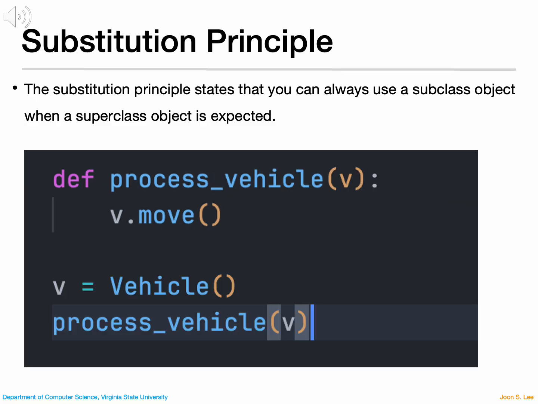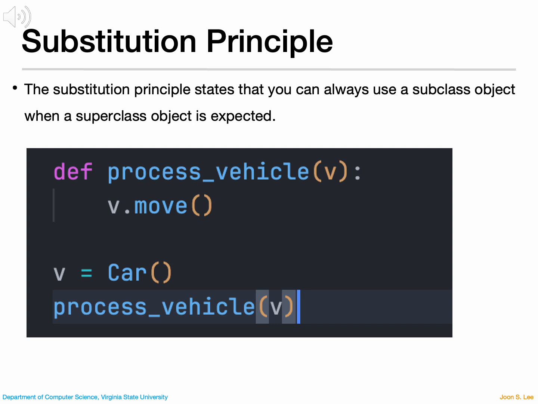So we create an object v using the vehicle class and pass it into the function. This is the expected case. The function is designed to work with a vehicle, and we pass in a vehicle. So everything works as expected. But we can also pass in a car, which is a subclass. This works because a car inherits the behavior of a vehicle, including the move method. Now this example helps us understand the substitution principle more clearly. If this function works with a vehicle, then it should also work with any subclass of vehicle, such as car. So this becomes our baseline. If it works with the superclass, it should also work with the subclass. That's the core idea behind the substitution principle.